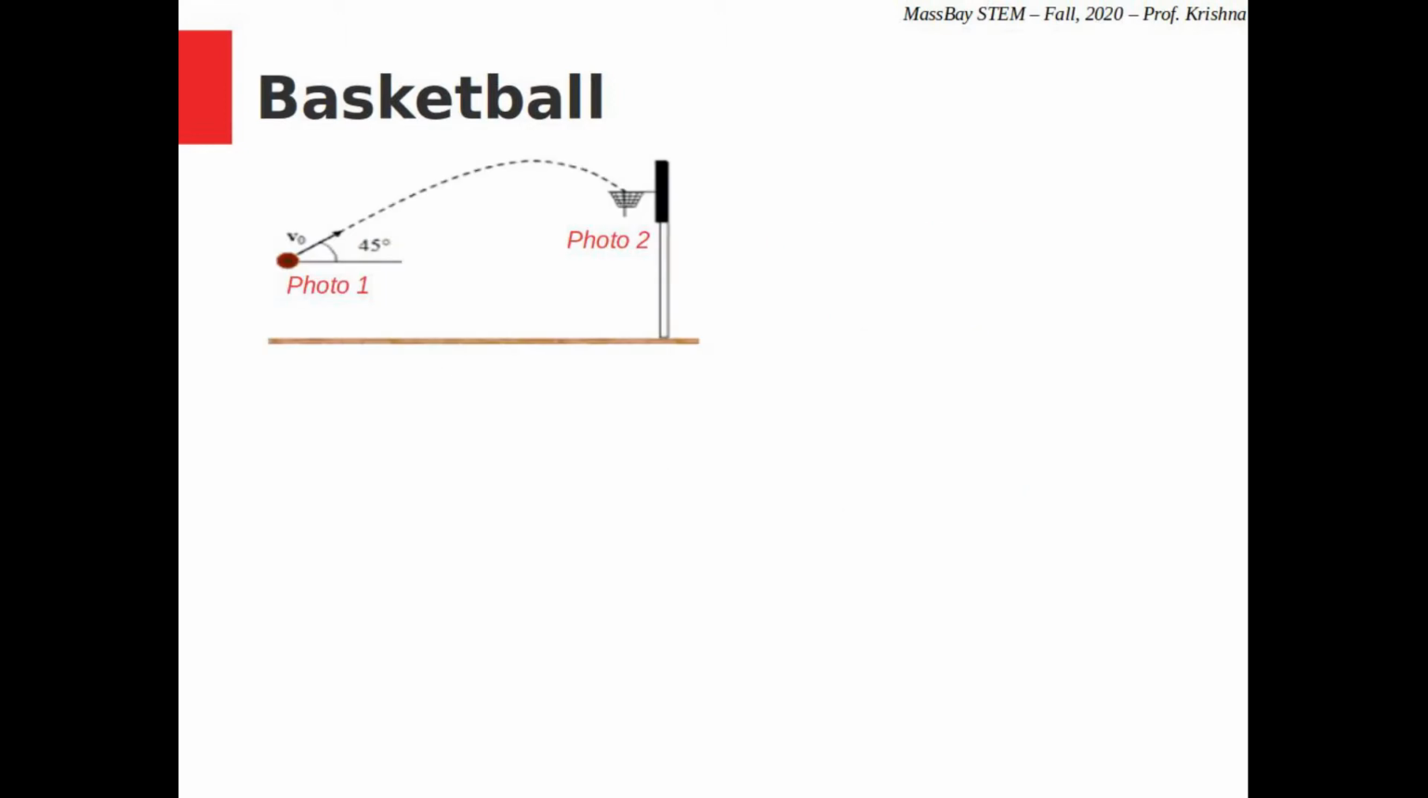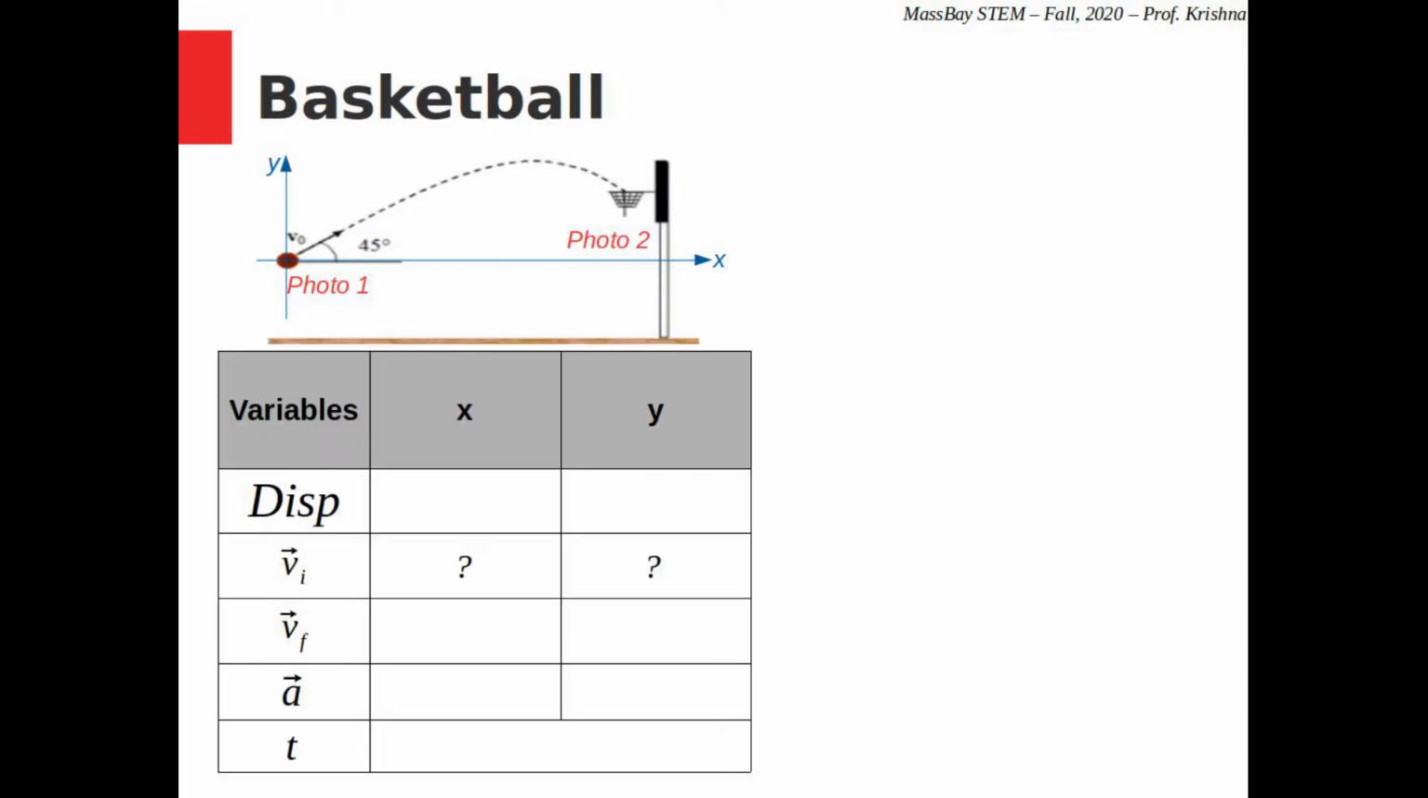We start by drawing a picture. We will consider photo 1 to correspond to a nanosecond after you threw the ball, and photo 2 to the instant it lands in the hoop. We will set upwards and rightwards as the positive directions. The unknown is clearly the initial velocity.